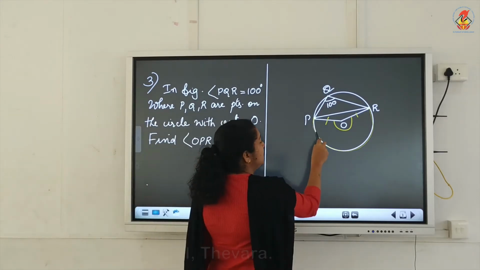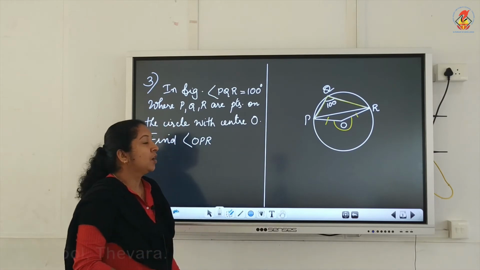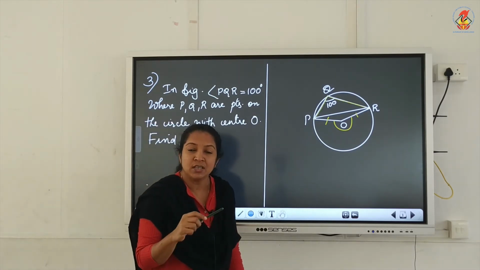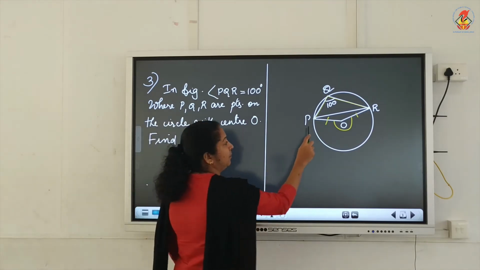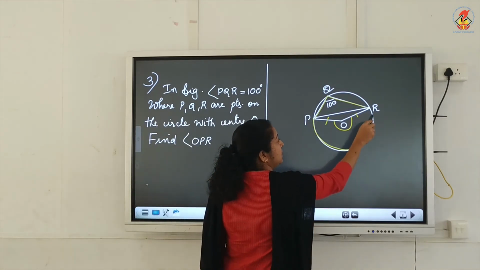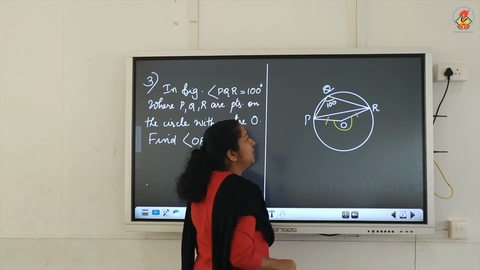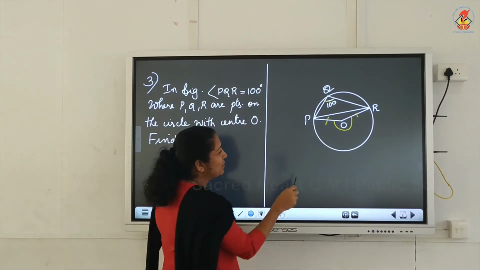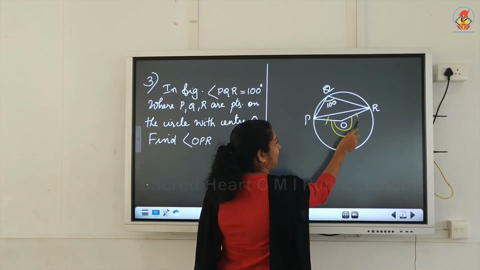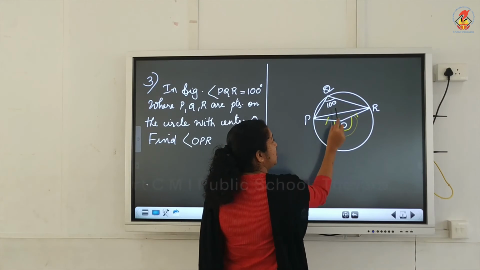So, this is the angle made by the major arc PR at the point Q on the circle. So PR is a major arc which makes angle PQR at a point Q on the circle. So what about this angle? What is the connection between these two angles?